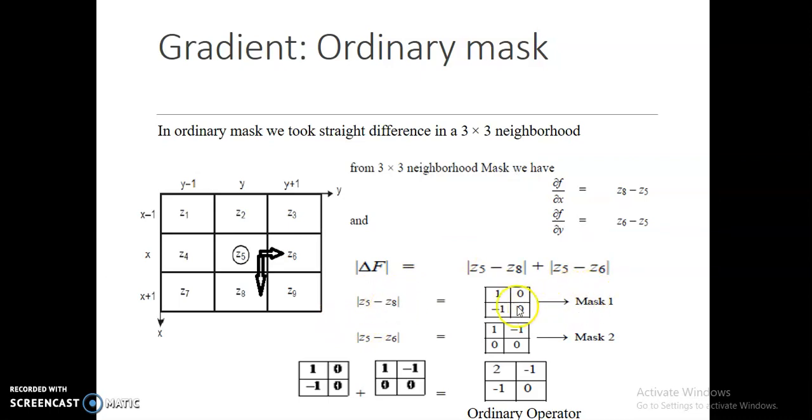So for mask one, the coefficient of Z5 is 1. We write it over here. The coefficient of Z8 is minus 1. We write it here, and the rest, Z6 and the others, are 0. Similarly, for Z5 minus Z6, the mask is computed as 1 for Z5 and minus 1 for Z6. The rest are all 0. If we add both these masks, we get the ordinary operator, that is 2, -1 and 0. Here the fourth cell is 0.